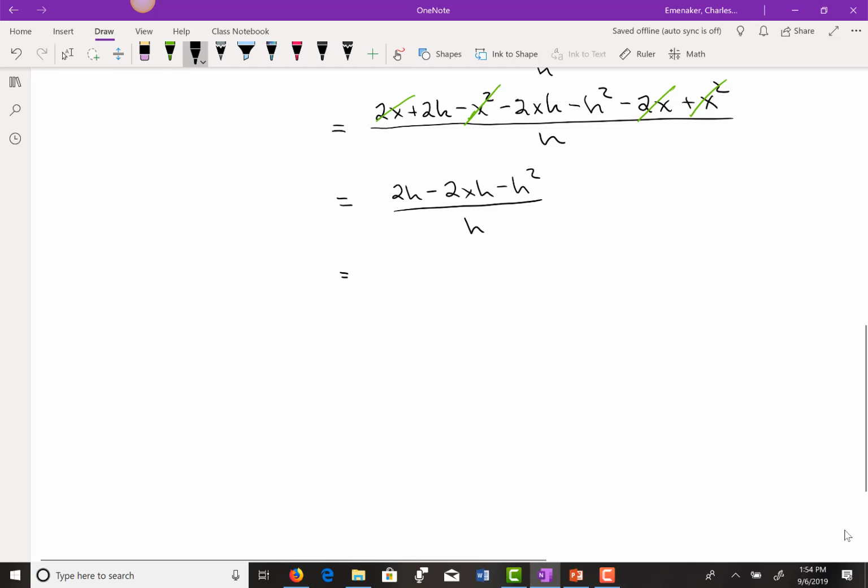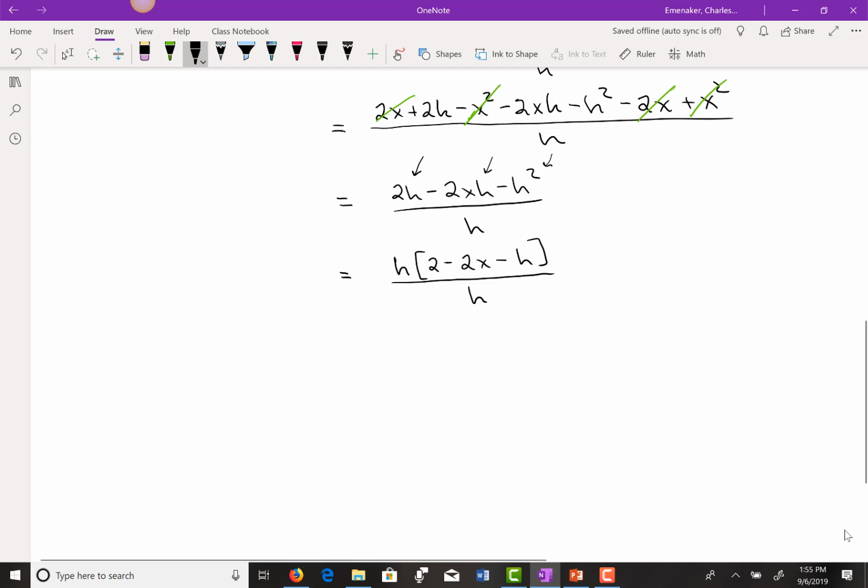In the numerator, everything has a factor of h with it, doesn't it? So we could factor out the h. You see it, it's 2h, 2xh, h squared. So we could factor out an h, and when we do, we'll be left with 2 minus 2x minus h. Are you okay? Yeah.